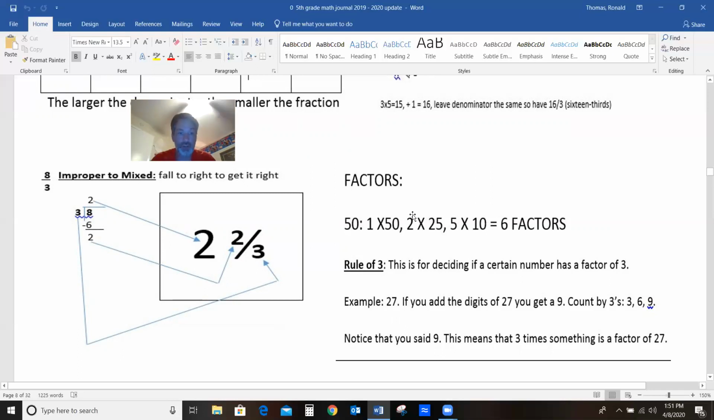Then you try the next number, 2. 2 times what? If it doesn't work, don't put it. 3 times what? 3 doesn't go into 50 equally. It's got to go into it perfectly fitting. It can't have a remainder. This has 6 factors.